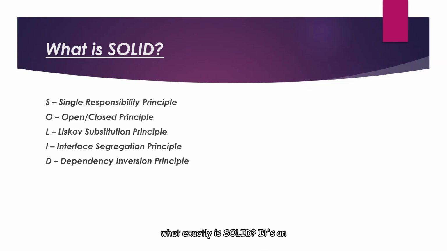So, what exactly is SOLID? It's an acronym for 5 design principles that, when followed, result in robust, modular, object-oriented code. The 5 principles are single responsibility, open-closed, Liskov substitution, interface segregation, and dependency inversion. Each principle addresses a specific pain point in software design, from managing class responsibilities to dealing with tight coupling. They may sound abstract at first, but by the end of today, you will see how practical and powerful they really are.